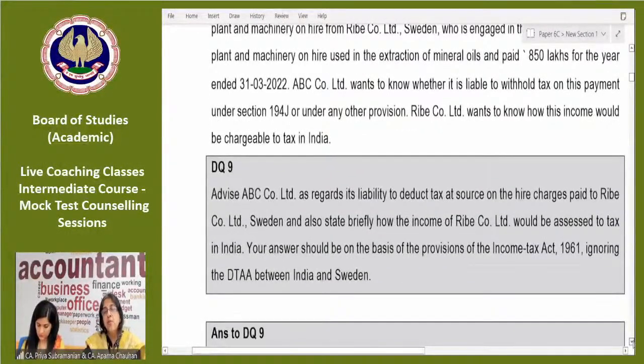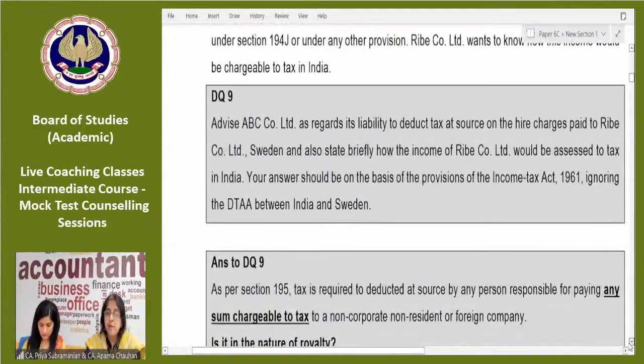Okay. So here you're making a payment to a foreign company. When you make a payment to a foreign company, tax is deductible under Section 195. It is not covered under any of the special provisions applicable to non-residents. It comes under 195. Under 195, tax is required to be deducted by any person responsible for paying any sum chargeable to tax to a non-corporate non-resident or a foreign company. In this case, it's a foreign company.